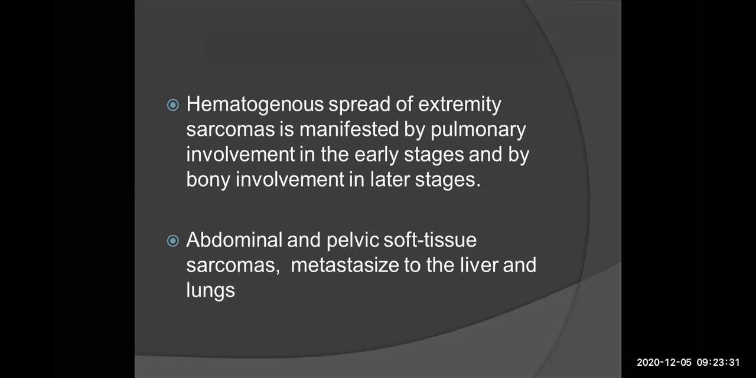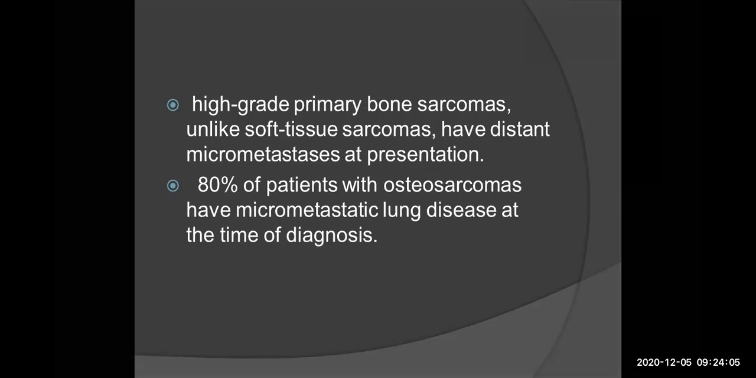Abdominal and pelvic soft tissue sarcomas metastasize to the liver and the lung. The common site of metastasis for all sarcomas is the lung, in addition to others, according to the time of presentation. Okay? Bone sarcomas can metastasize to bone. Bone is a common site of metastasis also. Okay? High-grade primary sarcomas, unlike soft tissue sarcoma, have distant micrometastasis at presentation. This is what I have said. Okay? Very early.